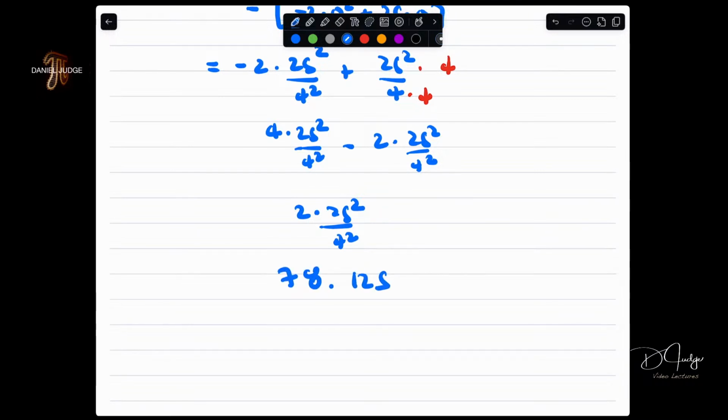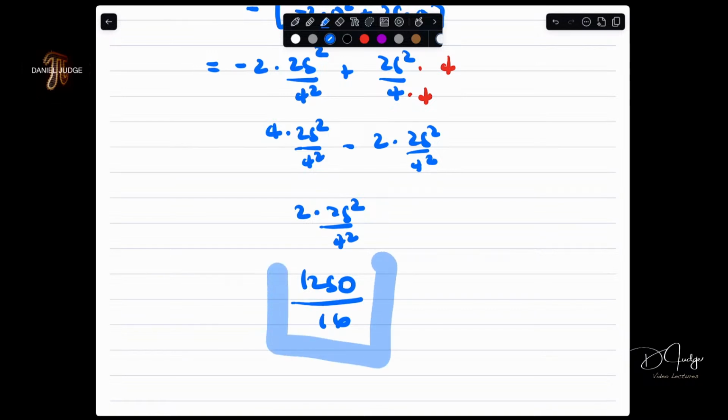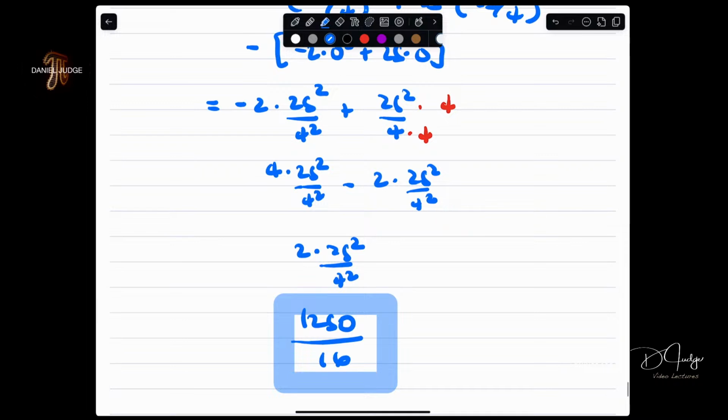Anyway, I mean, we could do it this way. We can just say, you know what? 25 squared is 625. So 2 times 625 is 1250 divided by 16. We'll keep it as a fraction. There you go. That's fine. We know arithmetic, I hope.